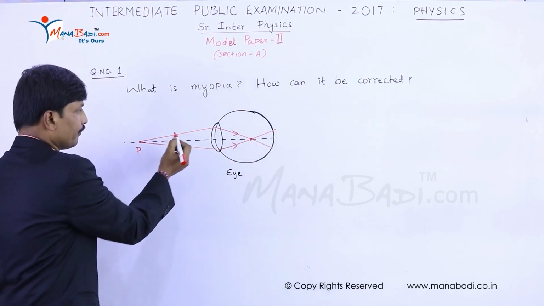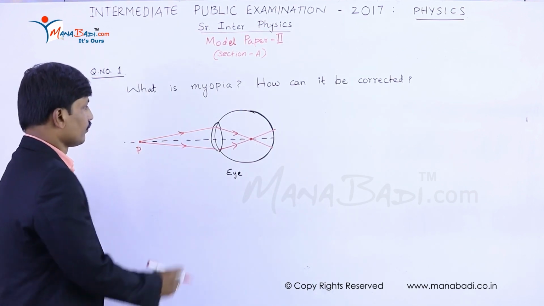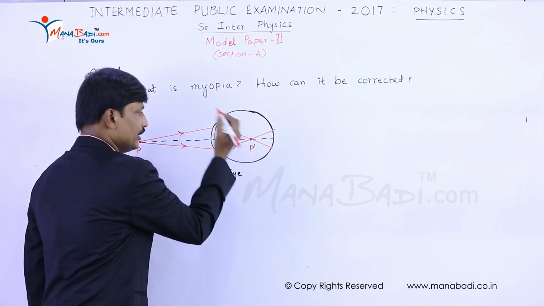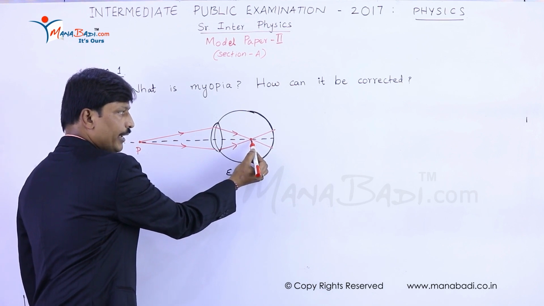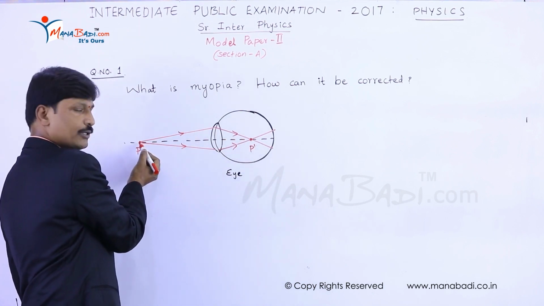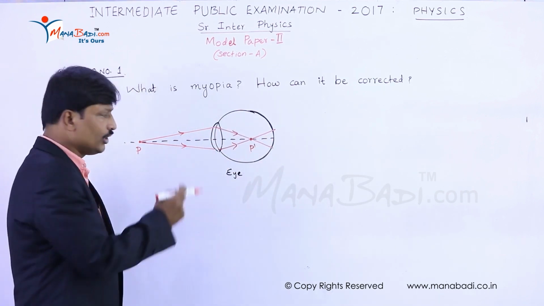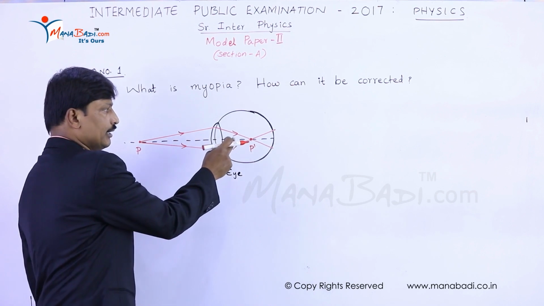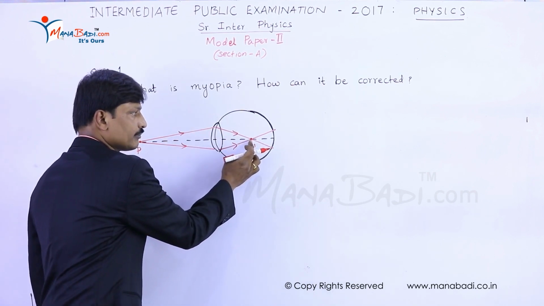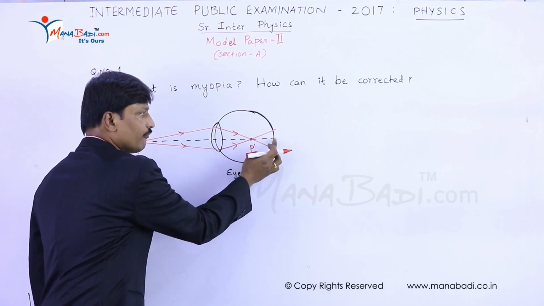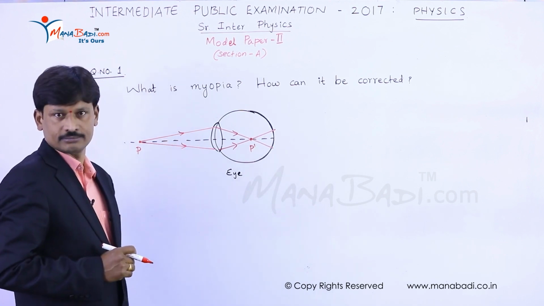So in the diagram, P is a distant object, then P dash is its image. It is very clear that the image P dash of this object P is formed in front of the retina. It is due to the eye converging the rays too much, and it forms the image in front of the retina. Now, how can it be corrected?